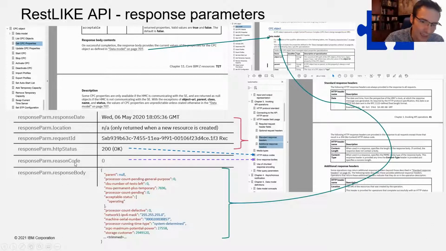The key that we need to look at is HTTP status, and we want to make sure that that is a good value. And then the response body. In this case, I'm querying several different attributes, and so here's the value of the data. It's going to give back the data in JSON format. And again, the data model is going to tell you exactly how that data is going to be returned.